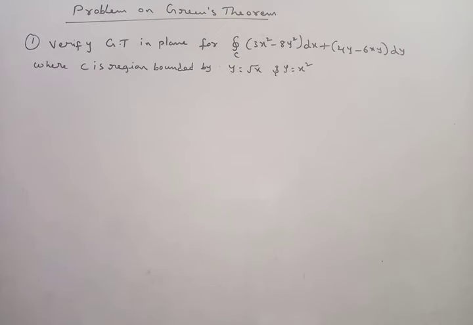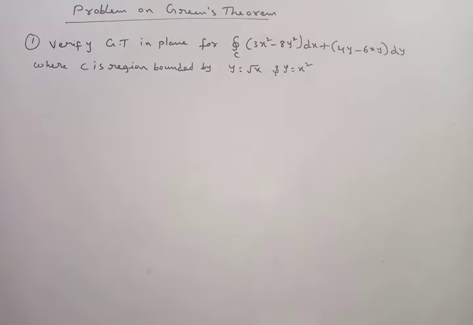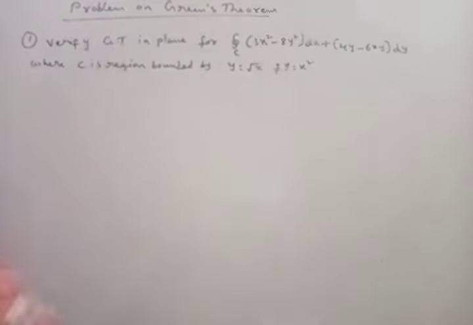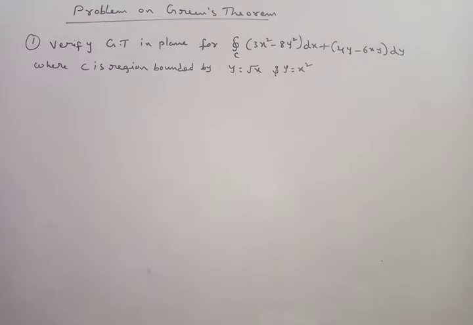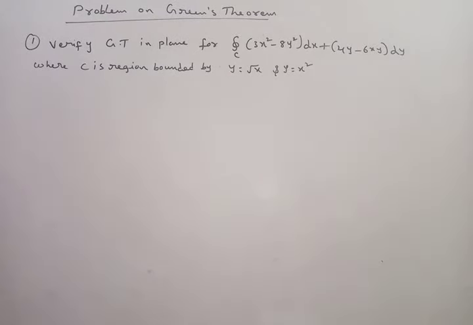So in this class we'll see problems on Green's theorem. Very important topic. So what is asked here? Verify Green's theorem in the plane for the circle integral C of (3x square minus 8y square) dx plus (4y minus 6xy) dy, where C is the region bounded by y is equal to root x and y is equal to x square. Very important problem. It will come directly for a long answer.